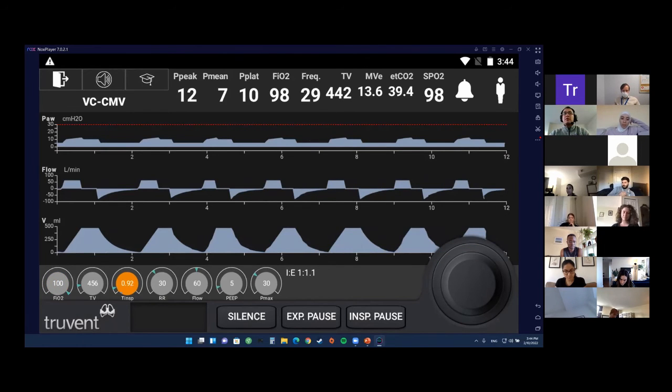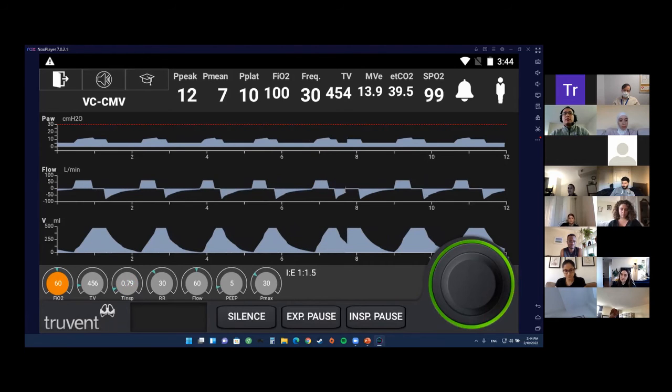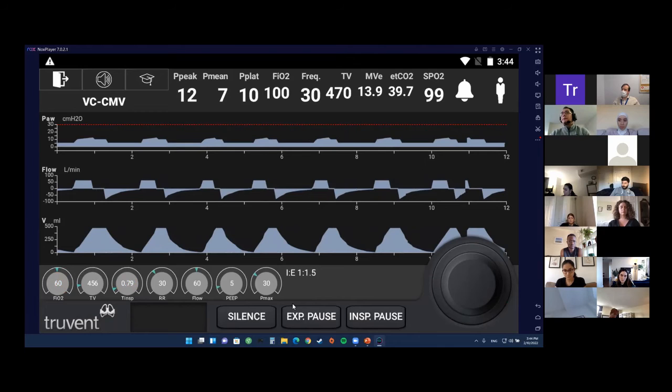Because of a GI bleed. So likely we're going to assume that the patient has normal lungs. Therefore, I don't think the patient needs an FiO2 of 100. We can safely go down to 60 and then switch it to 40. The patient is going to be fine.